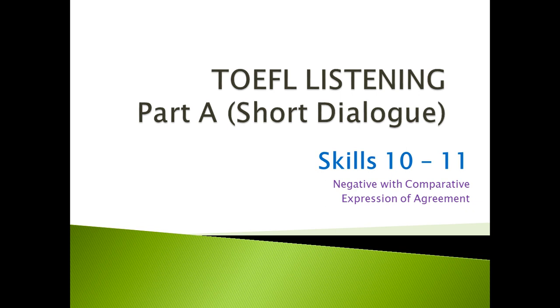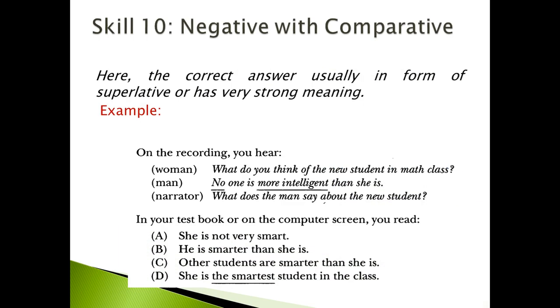In this video, we are going to discuss TOEFL Listening Part A, Short Dialogue, Skill 10 and 11. We have negative with comparative and expression of agreement. We start from Skill 10, negative with comparative, yakni negative dengan tingkat perbandingan lebih dari. So here, the correct answer usually is in the form of superlative or has very strong meaning. Jadi jawaban di skill 10 ini, yakni negative with comparative, biasanya dalam bentuk superlative.